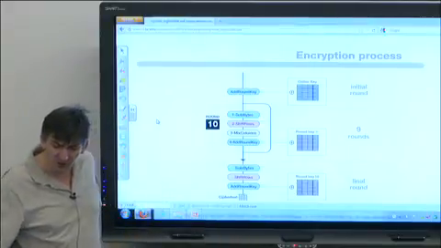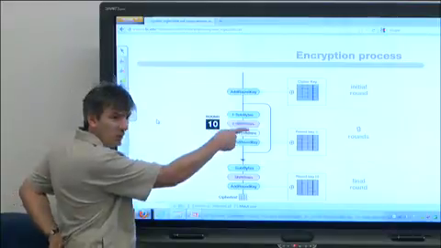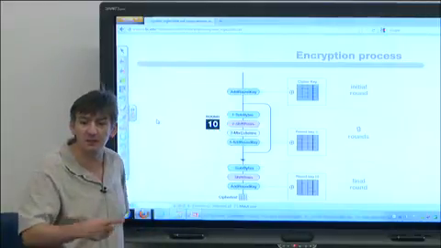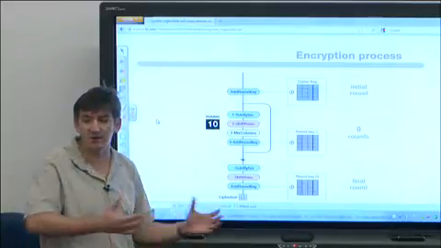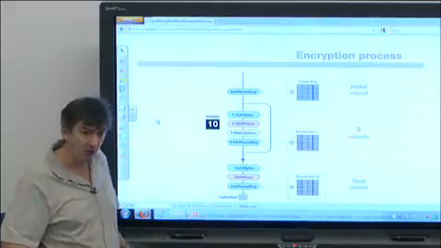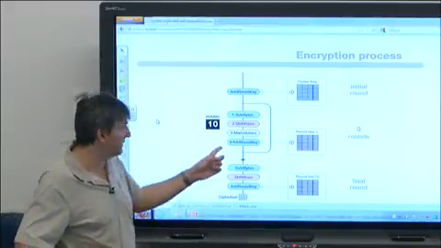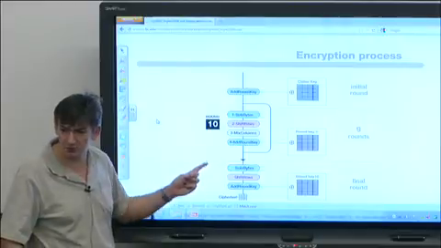So the strength of the algorithm comes from the fact that this is quite a complicated process, and it's repeated many, many times. So it produces this extremely thorough shuffling of all the data. The 128 algorithm needs nine rounds. I think the number of rounds is higher for the 256.